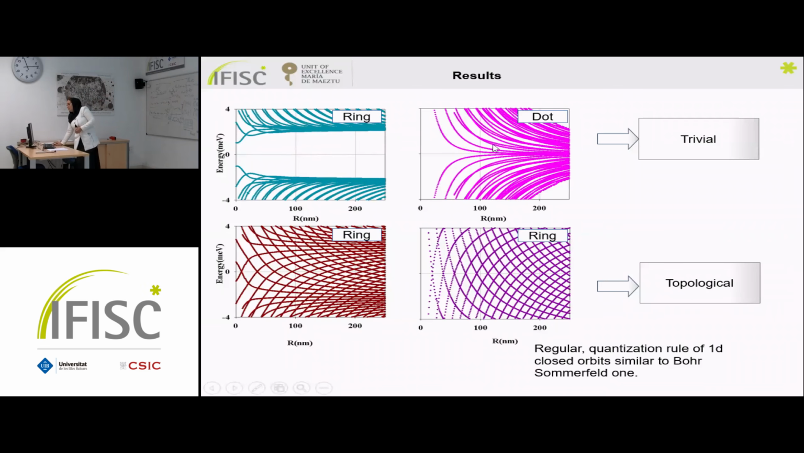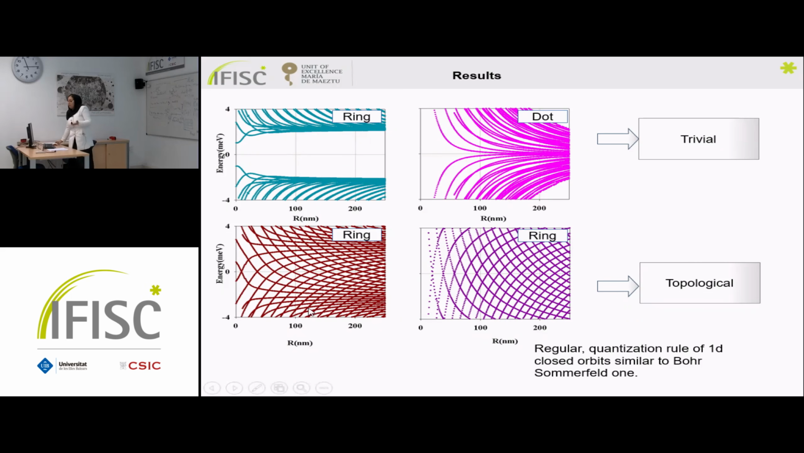And if you look at the trivial dot, as the radius increases, we get that the gap closes with the bigger radius. So if we have a small dot, we get a very large gap in the spectrum.